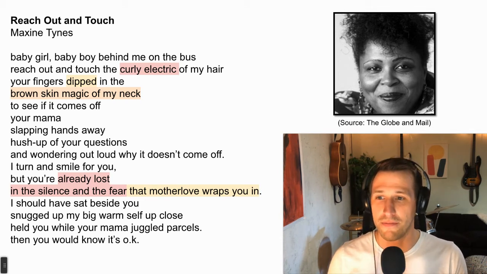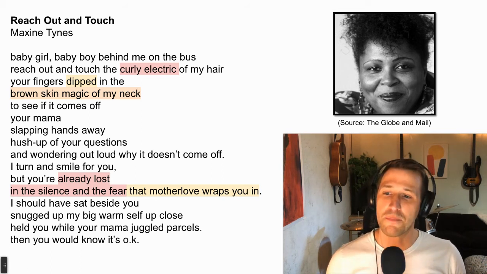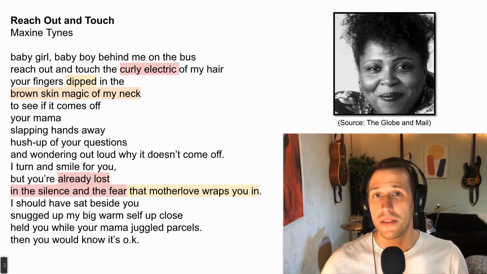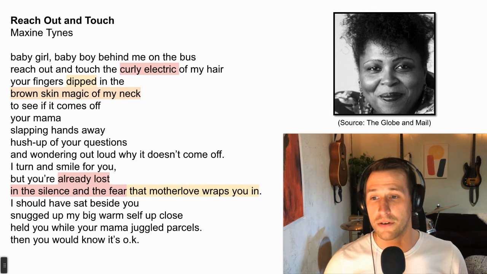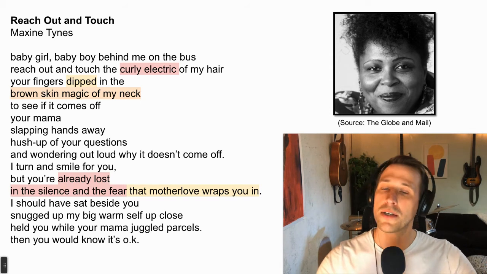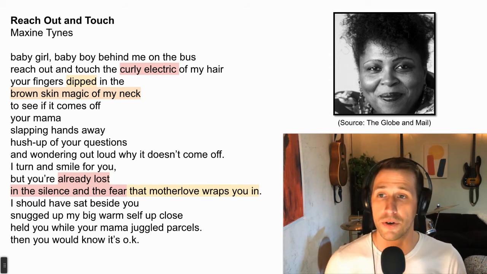The magic of the neck. I think one that really stands out is this idea of being lost in silence and fear, and to be wrapped in silence and fear. In this moment when the mother maybe slaps their hands away and says, be quiet, hush up, these children are lost and wrapped within fear. So there's definitely a metaphor going on there.